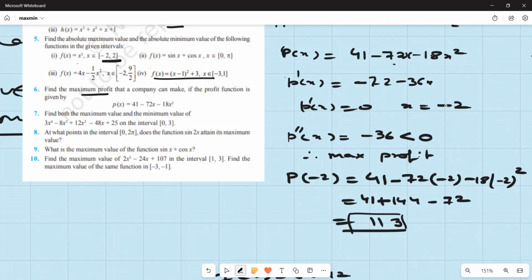Now, there was no interval, so it was local. Here the interval is given, 0 to 3, so this is absolute. See, there was no interval given, so it was an open interval only. So this profit we were getting was local maxima or minima. But here the interval is closed now, so again you will do the same thing. Let us complete this.